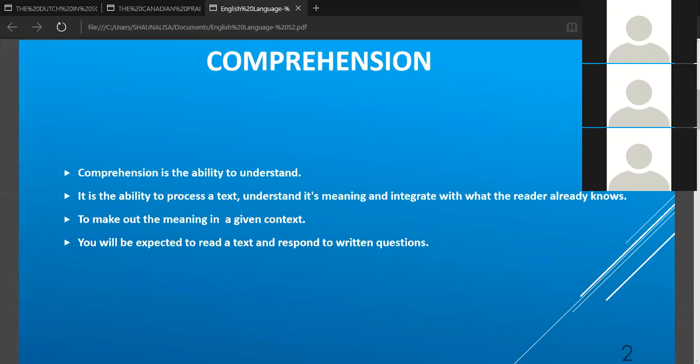So comprehension calls not only for reading, but we read to understand, and of course answer the questions. So comprehension is the ability to understand. It is the ability to process a text. You read and process it. You ask the WH questions so that you can really understand why this person picked up a pen to write. And then we must process the text, understand its meaning, and integrate it with what the reader already knows.